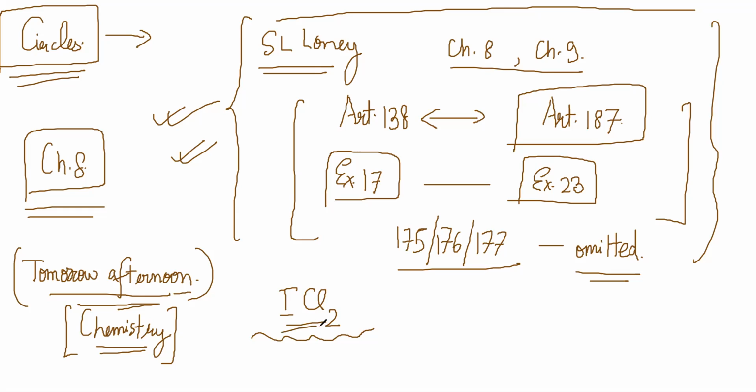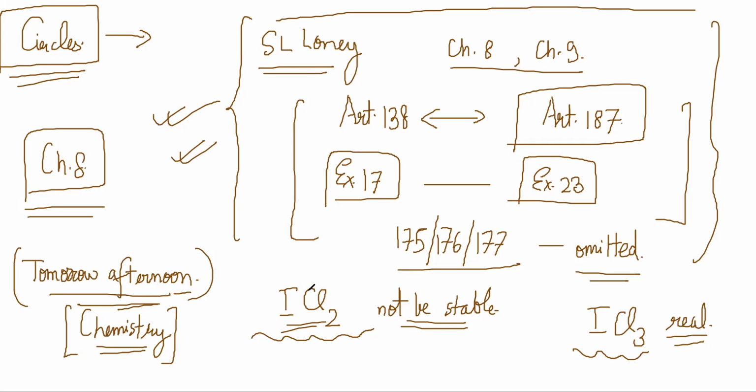ICl2 doesn't seem stable. It has 21 electrons, an odd number of electrons, so it will not be stable. ICl3 minus is the thing? No, ICl3 is a real compound. Why do you want the structure of ICl2, dude?